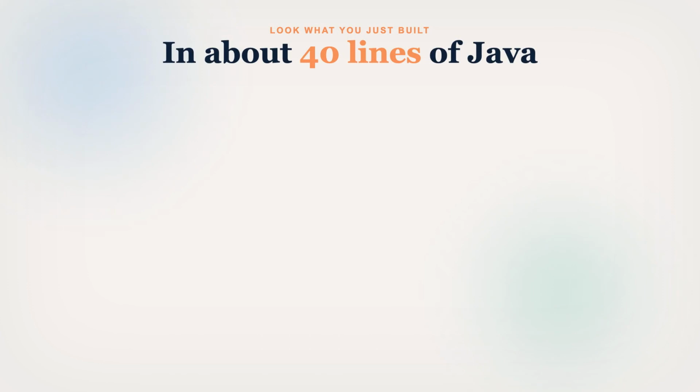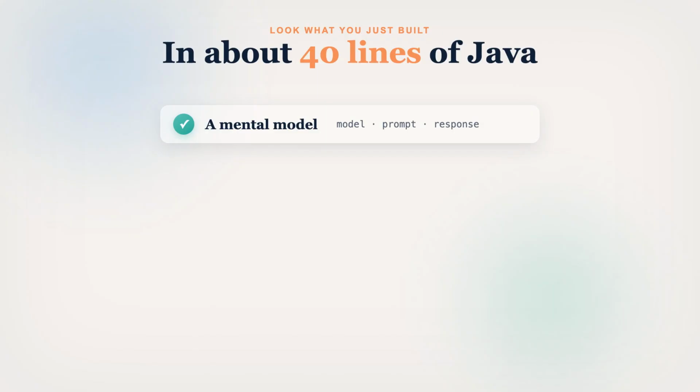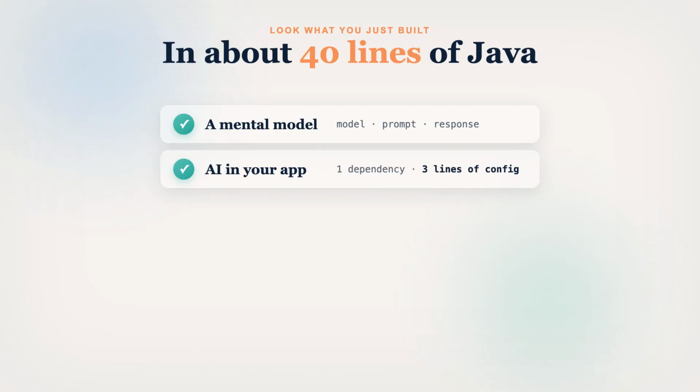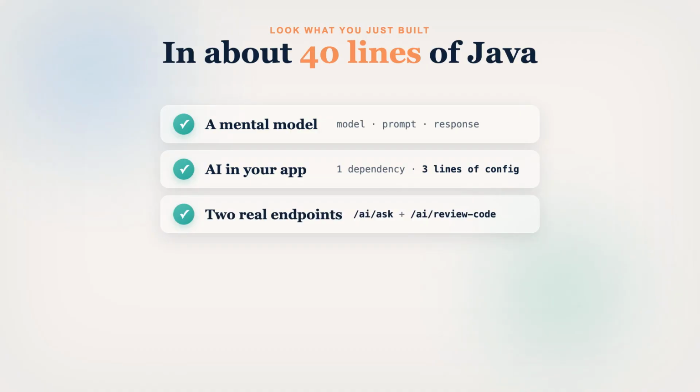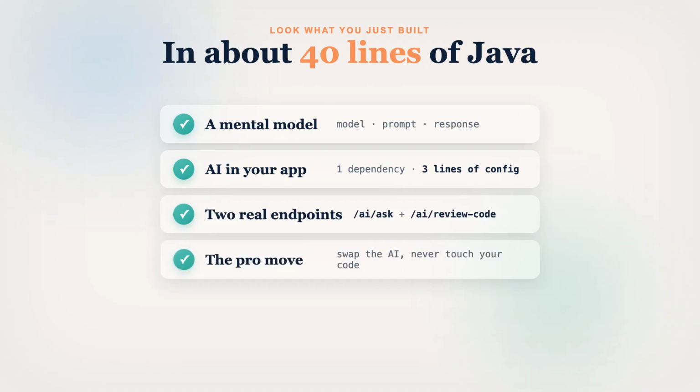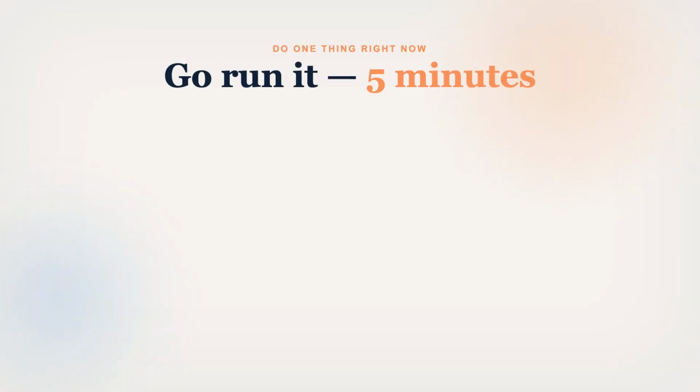Okay, look at what you just built. You got the mental model: prompt and response. That's all AI is on the backend. You added AI to a Spring Boot app with one dependency and 3 lines of configuration. You built two real endpoints, one that answers your question, one that reviews the code and catches the bug. And you learned the pro move: swap the AI without touching your code. One controller, two endpoints, about 40 lines of Java. That's it. Now, do one thing before you close this tab.